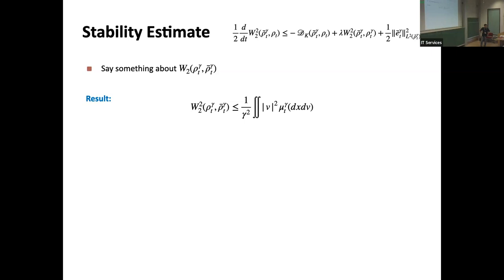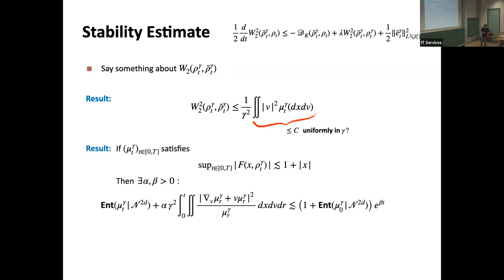Now, the difficult part is, in fact, controlling this guy independently of gamma. This is something that we've not really seen before for this type of equations, particularly with singular interaction potentials. So this was actually a lot of work to show and prove that we can bound this guy independent of gamma. Yeah, so this was the question that we had to ask ourselves.